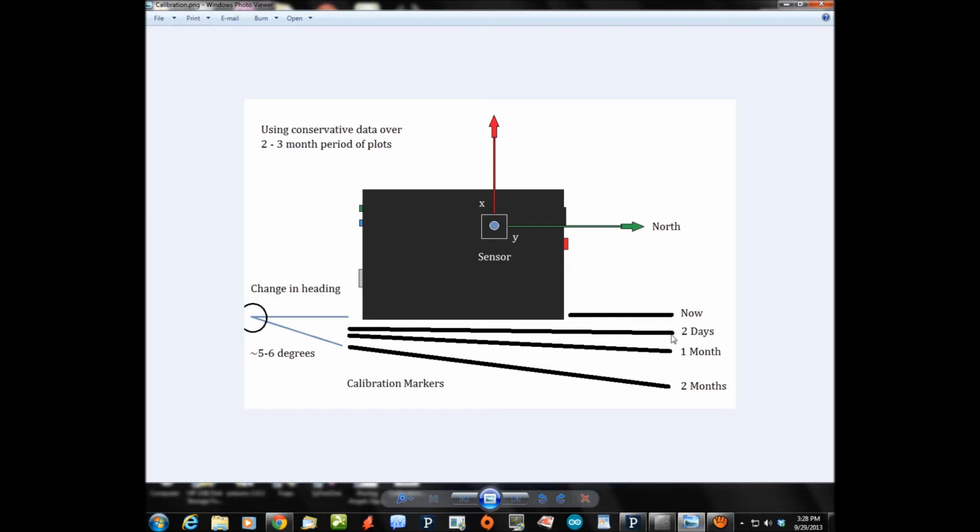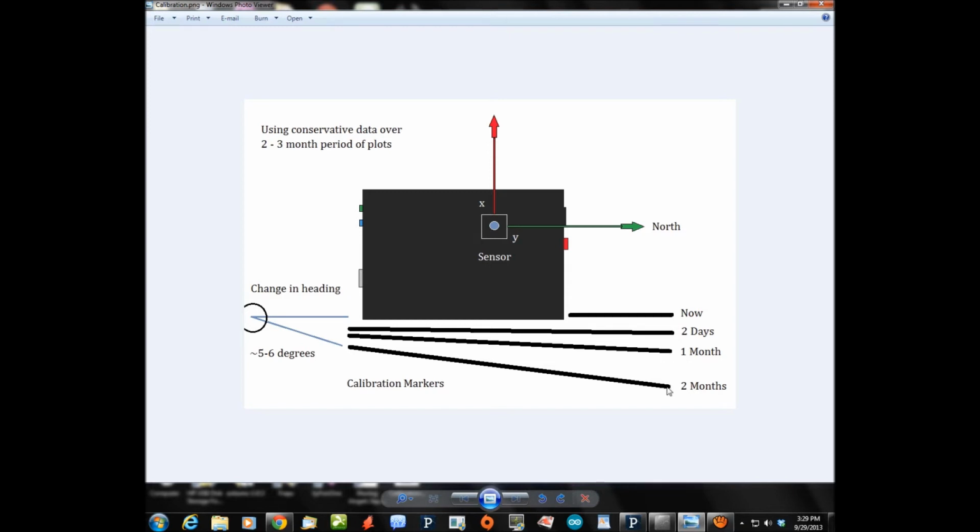But this line is showing where I had set it up 2 days ago, and this is indicative of where it's pointing now. So if I was to go up and put a piece of tape right now, this is where this piece of tape would be pointing towards due north. This would be due north 2 days ago, or magnetic north, I should say. This would be magnetic north approximately a month ago.